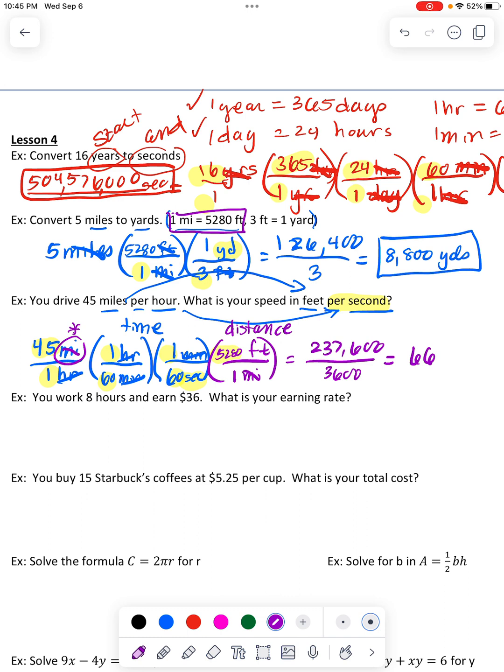Keep in mind, the whole idea was to get feet on the top and seconds on the bottom, so feet per second. Now, if you change the distance first, the only thing that would happen is this conversion factor would end up sooner, but you'd have the same conversion factors.